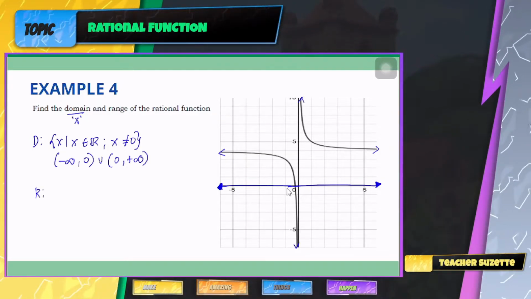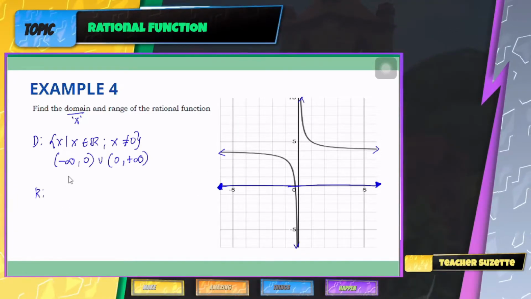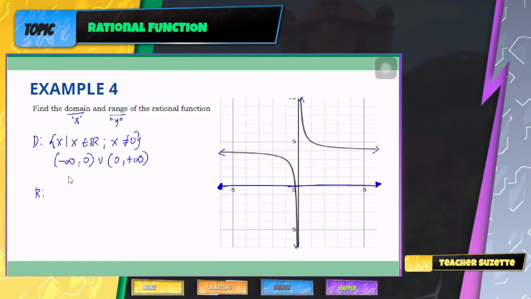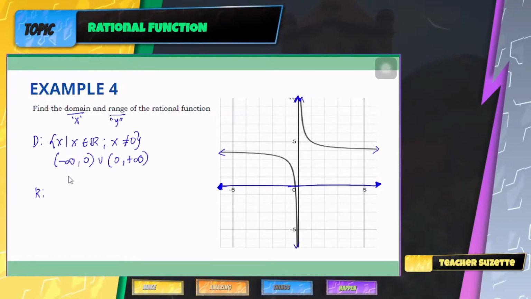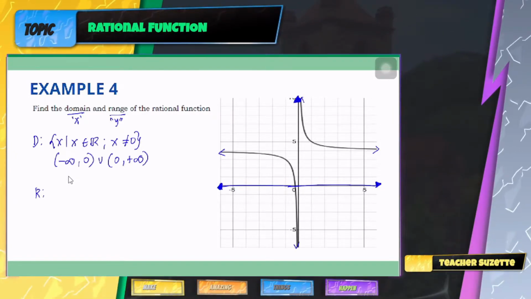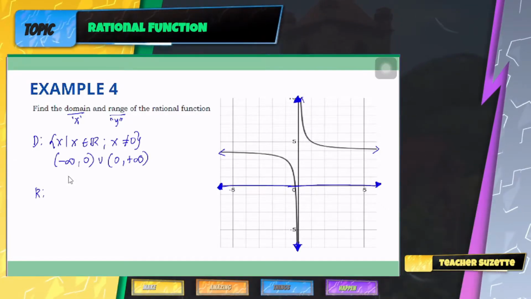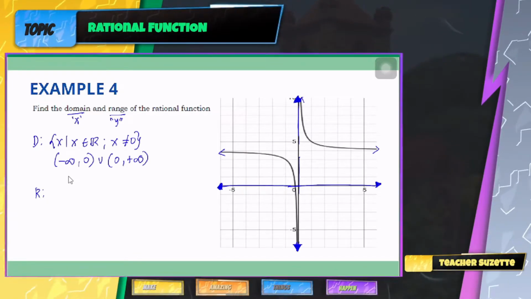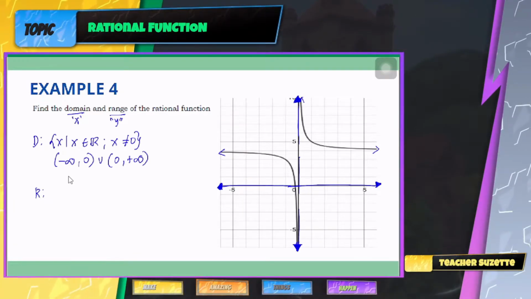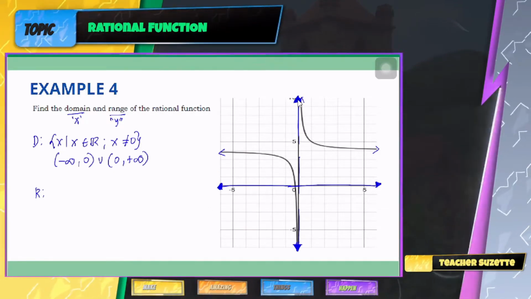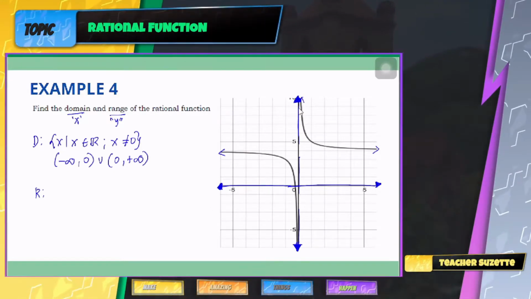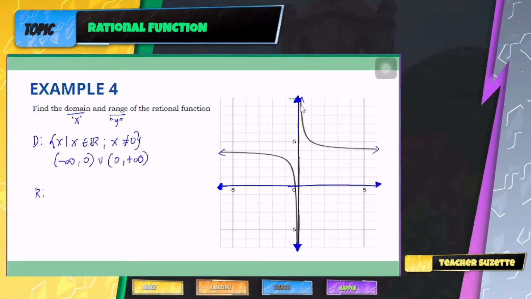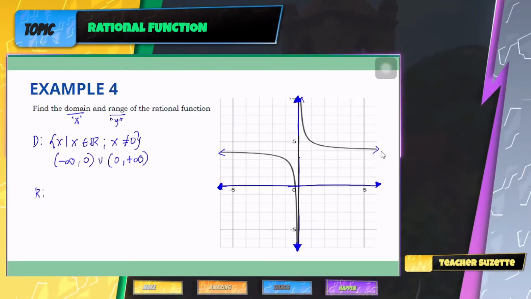Now, how about the range? The range is the y, or yung f of x ng ating functions. So, ibig sabihin, ang titingnan mo naman this time is the y-axis. With respect to your y-axis, anong part or anong point particularly dun sa y-axis na kung saan hindi siya tinamaan kapag nag-draw ka ng imaginary line, ano yung iniwasan ng iyong graph?